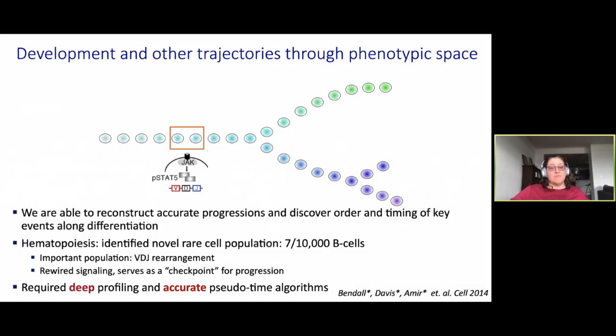Because we were measuring so many dimensions at once, we could get not only the functional characterization of this population, that's where VDJ rearrangement was occurring, but also that we could see a rewired signaling. We could see a change in the signaling between IL-7 and STAT5 that was different just in this tiny, tiny checkpoint population. Of course, this required the accurate algorithms that we worked hard to develop, and also deep profiling. Very many cells. I know it's sometimes expensive to collect this data, but the more cells you have, the more power you have to really drill down on these rare and interesting populations.